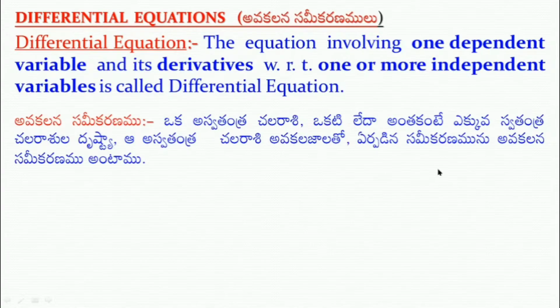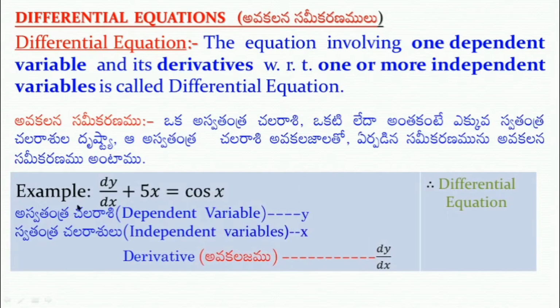Let us see an example. Here we have the example dy by dx plus 5x is equal to cos x. In this equation we have the dependent variable y, so y is a dependent variable and x is an independent variable, and there is a derivative dy by dx. dy by dx is with respect to only one independent variable x. So the equation has a dependent variable y and its derivative dy by dx. That's why it is a differential equation.